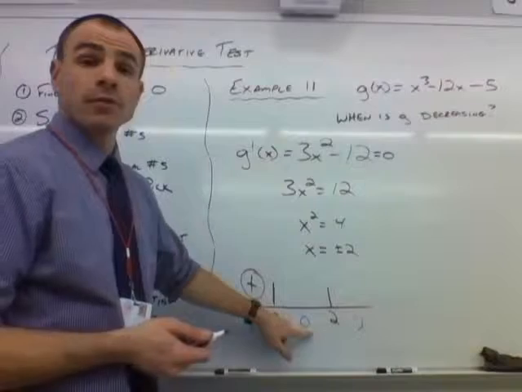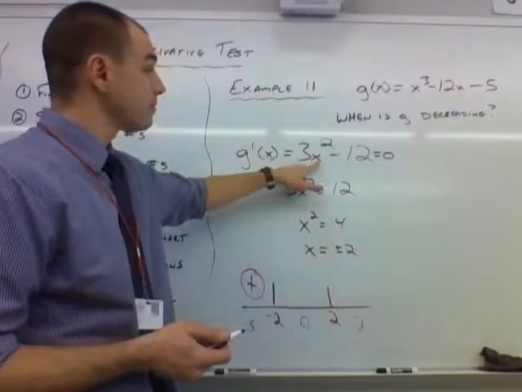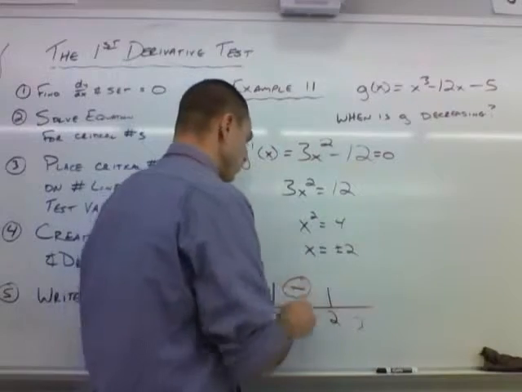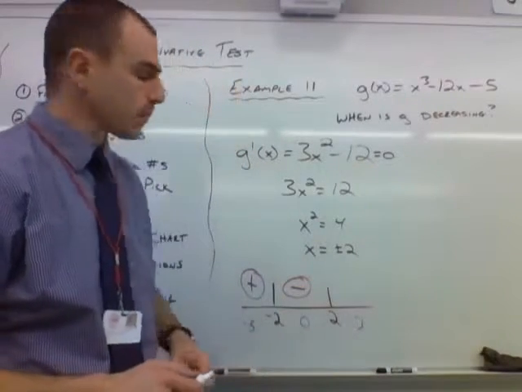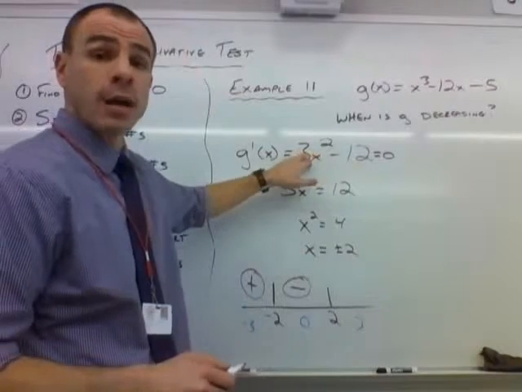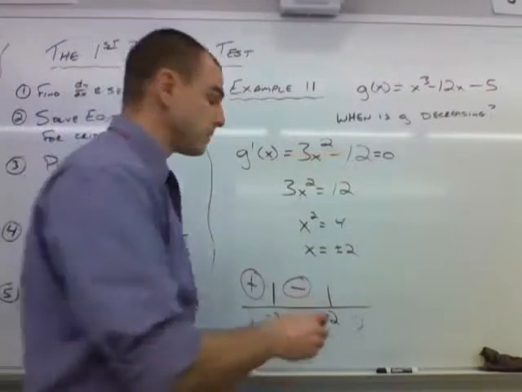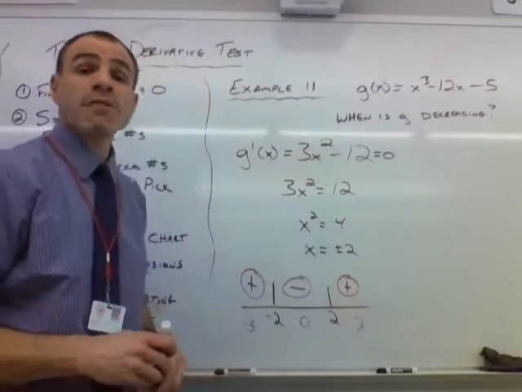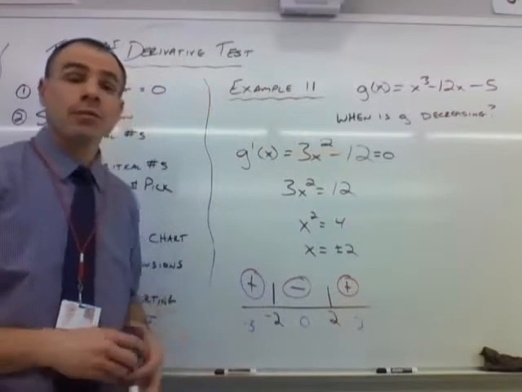Now we go with 0. We plug 0 into the first derivative. We have 0 minus 12. That's obviously negative 12. That's a negative value. So we can have a negative right there. And then 3 is going to do the exact same thing as negative 3. 3 squared times 3 minus 12 gives us 15 again. So we are positive. Okay? And we have our information now to solve the problem.